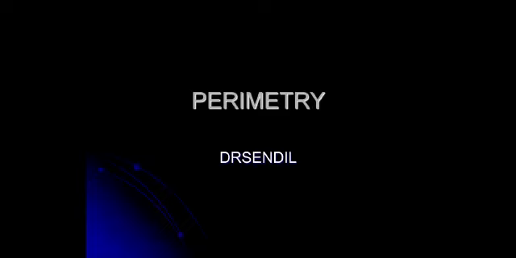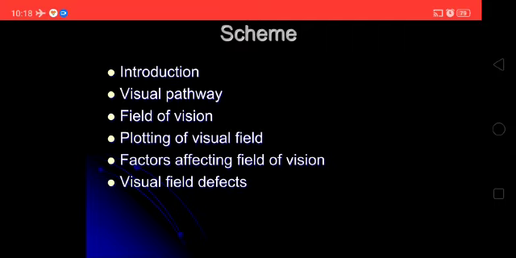Morning, everybody. Today's class is about perimetry, which is the method of accurate charting of peripheral field of vision by using an instrument called perimeter. A perimeter is an instrument used to determine field of vision. Clinically, the field of vision is determined by confrontation method.